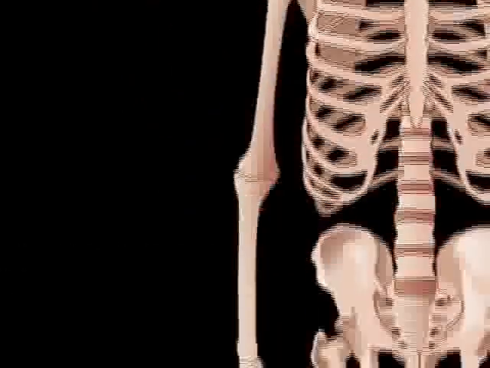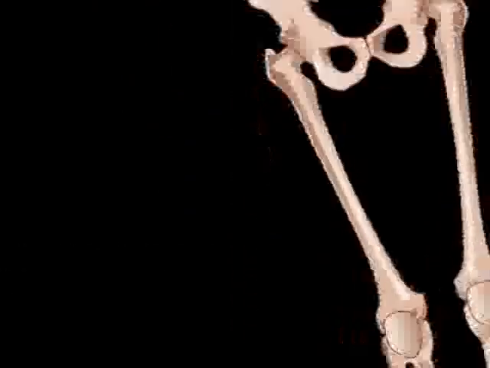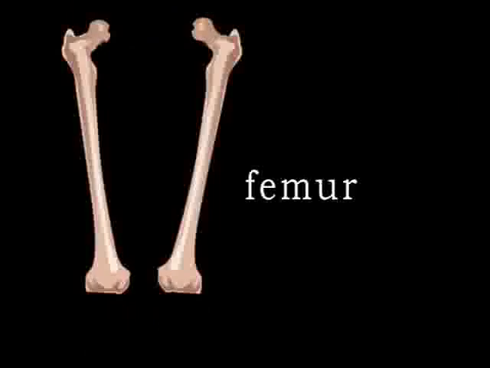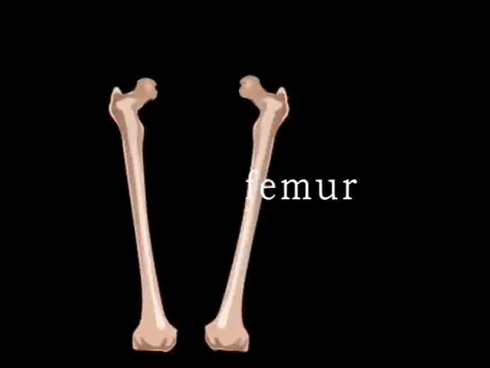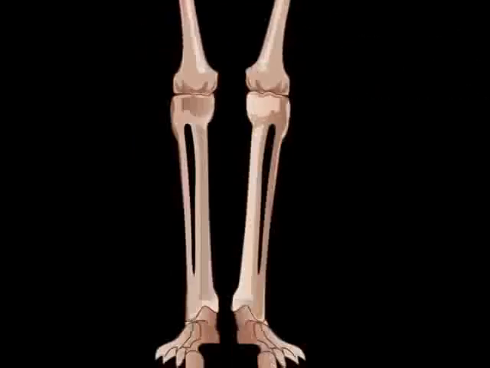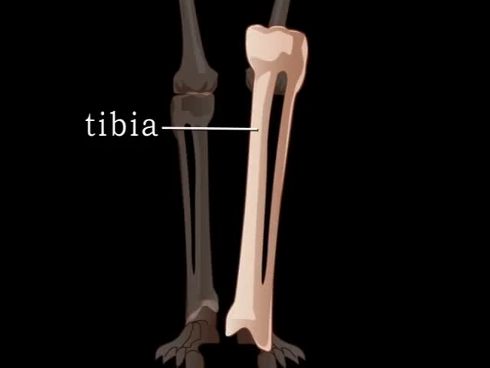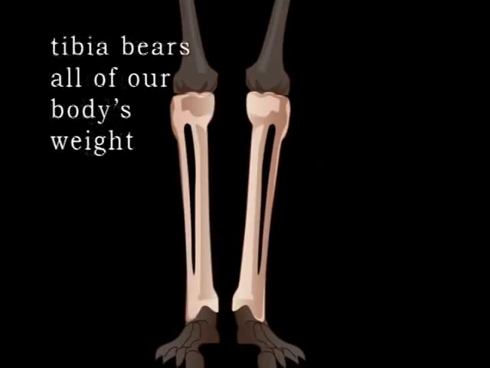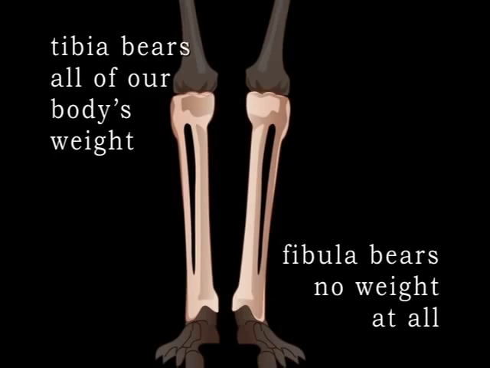The longest, heaviest, and strongest bone in the body is the femur, commonly called the thigh bone. At one end, it is connected to the pelvis, and at the other end to the lower leg, which is made up of the tibia, or shin bone, and fibula. The tibia bears all of our body's weight. The fibula bears no weight at all.